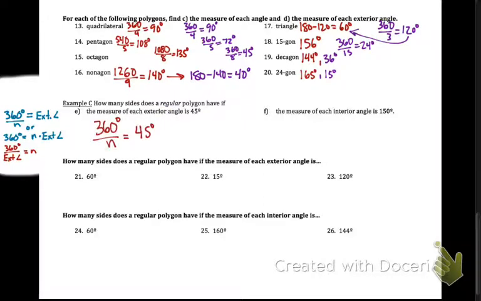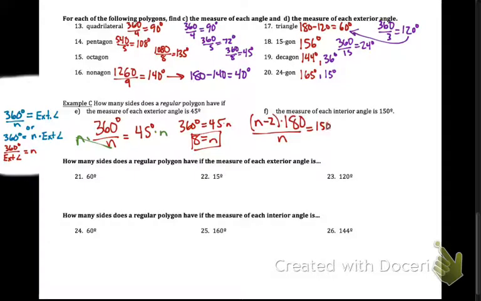360 divided by n equals 45, but all we're going to do to get that answer is take 360 and divide by 45 to get 8. 360 divided by 45 is 8. 360 divided by the exterior angle is 8. I'm going to do this the long way for you on question F right here. Don't do it this way, but watch.